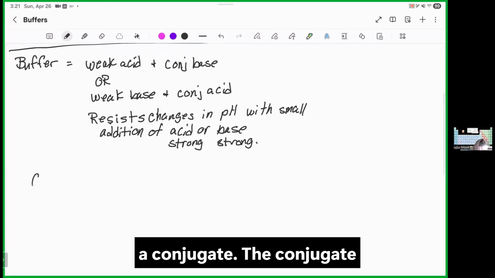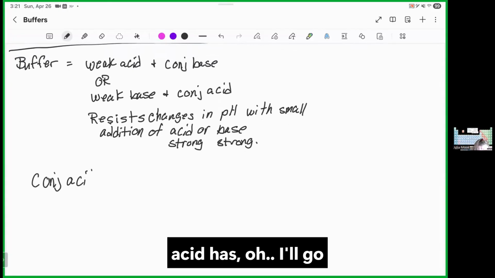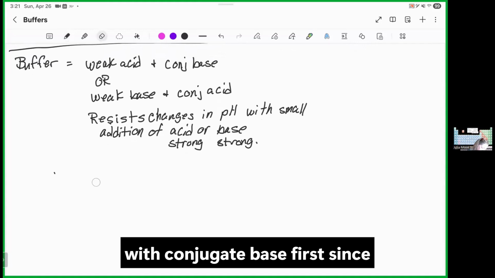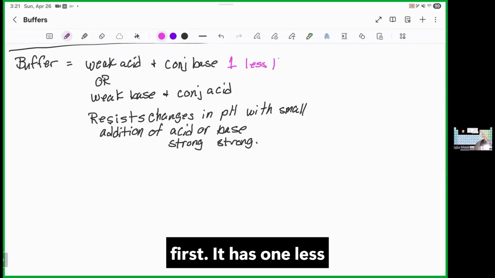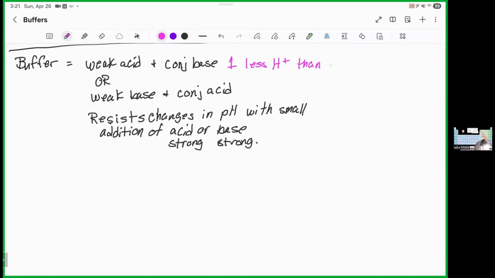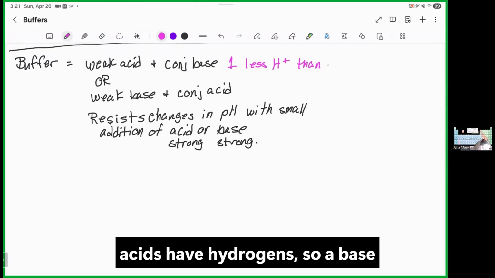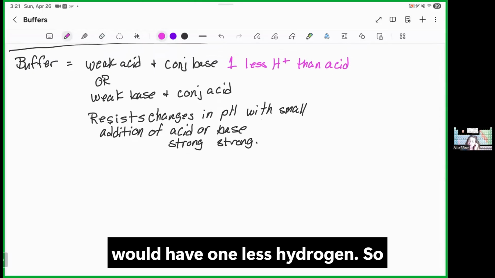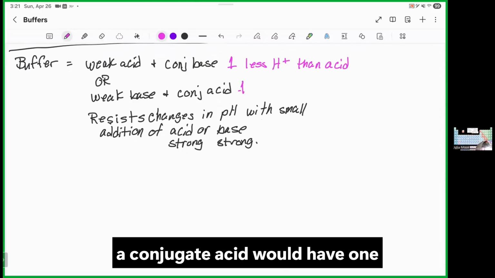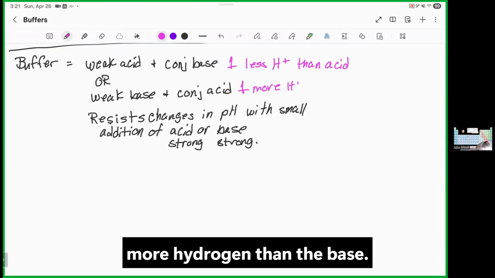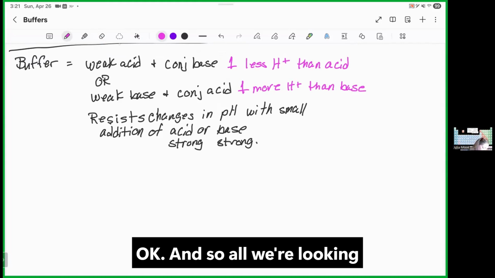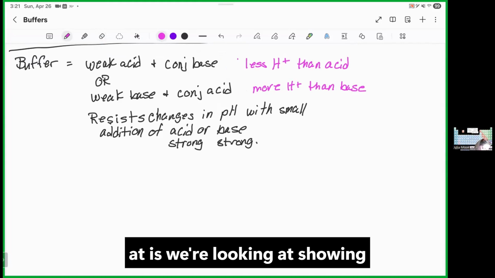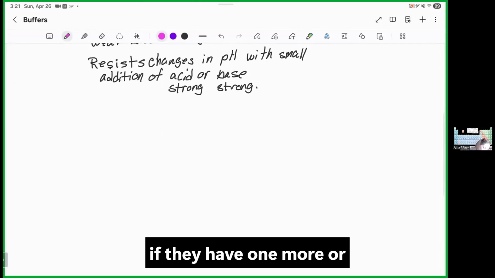Okay, and a conjugate base, I'll go with that first, since that's what I talked about first. It has one less hydrogen than the acid, which makes sense because we know acids have hydrogens. So a base would have one less hydrogen. So a conjugate acid would have one more hydrogen than the base. Okay. And so all we're looking at is if they have one more or one less hydrogen.